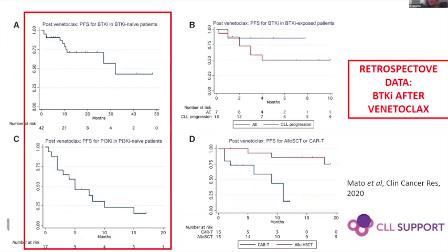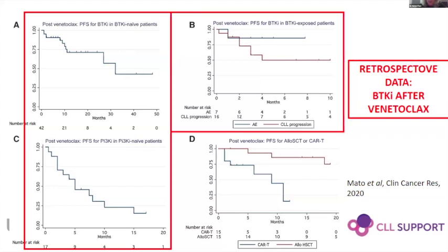So another bit of data where the PI3 kinase inhibitor is always doing worse than the other thing on the slide. And so in these post-venetoclax patients, we're always going to be choosing the BTK inhibitor over the PI3 kinase inhibitor. But then important to point out, in patients who had had BTK inhibitors before.